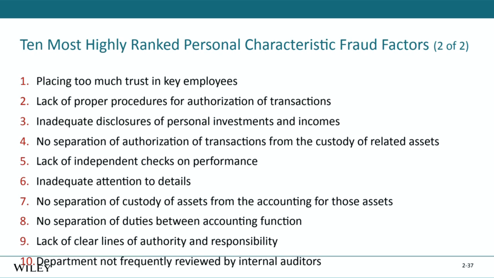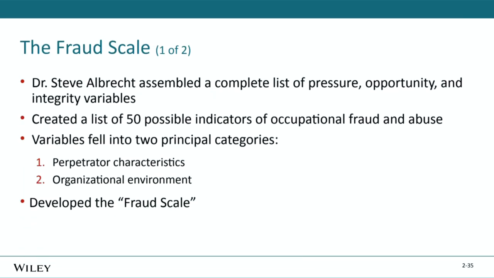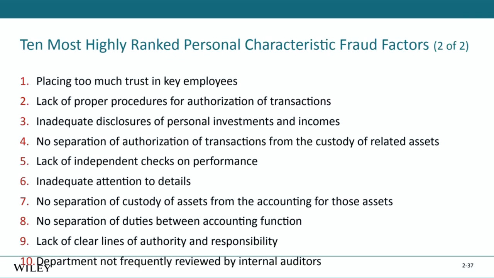Now, again, this is a mislabeled slide. This isn't the personal characteristics, and the other is organizational environment. So here are the top 10 organizational environment fraud factors. They place too much trust in key employees. They have one person in charge of everything in the accounting department. Not smart. Lack of proper procedures for the authorization of transactions. Inadequate disclosure of personal investments and income.